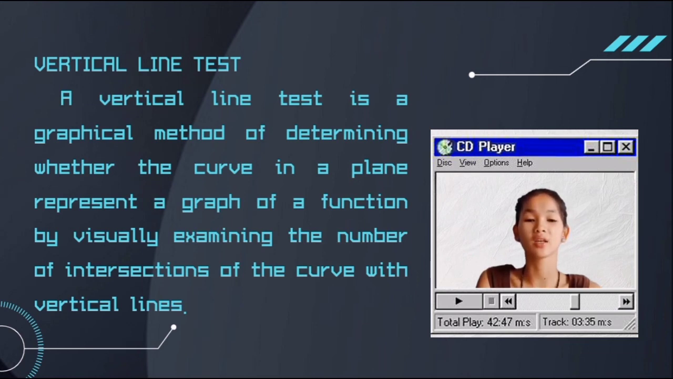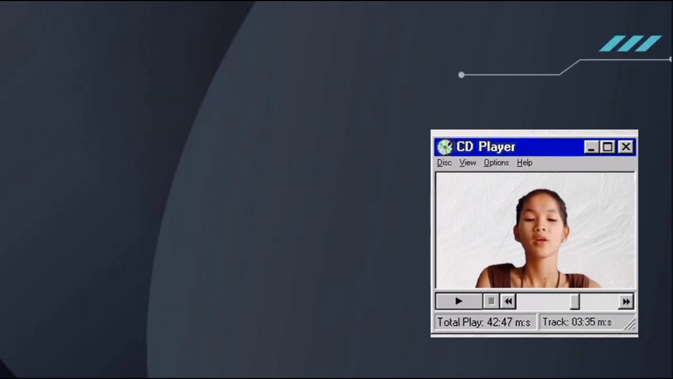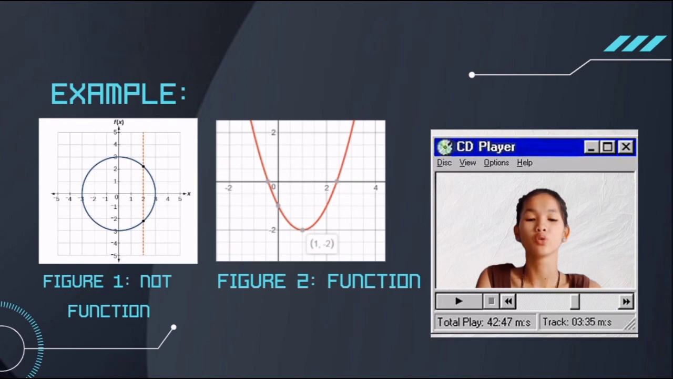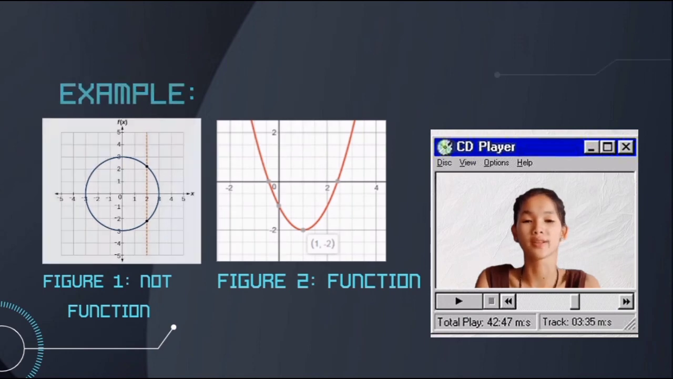The vertical line test is a graphical method of determining whether a curve in the plane represents the graph of a function by visually examining the number of intersections of the curve with vertical lines. How will we know that a relation is a function using a vertical line test? Not a function. It is not a function due to the fact that the single vertical line drawn intersects the curve in 2 points. Function. It is a function because the vertical lines drawn intersect the curve in only 1 point.